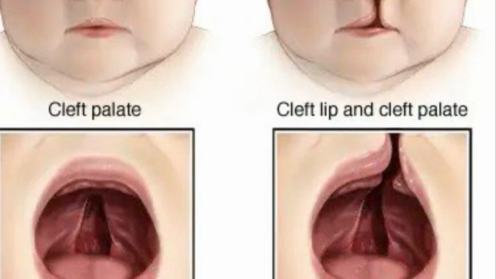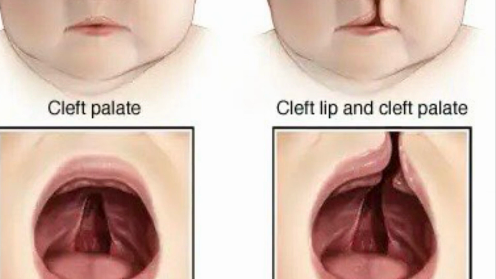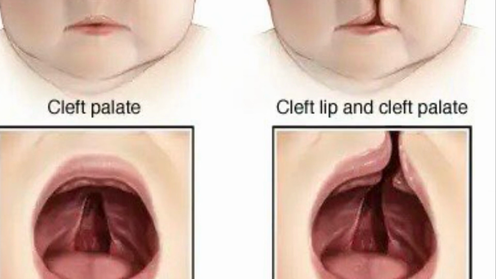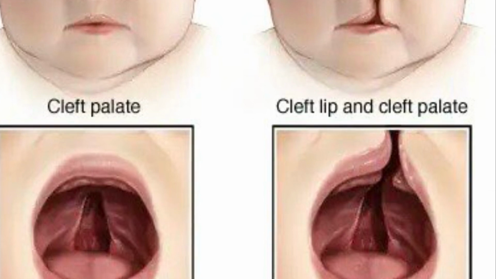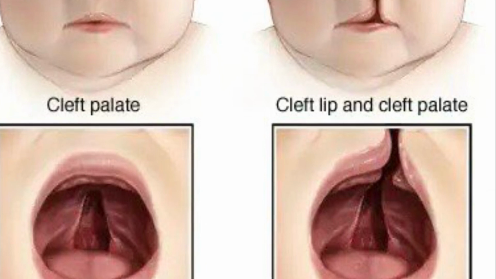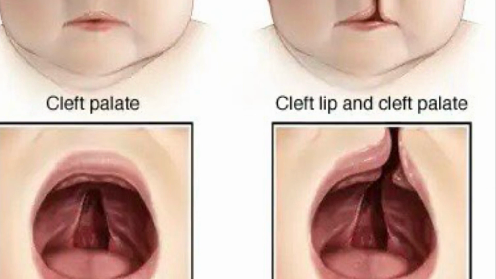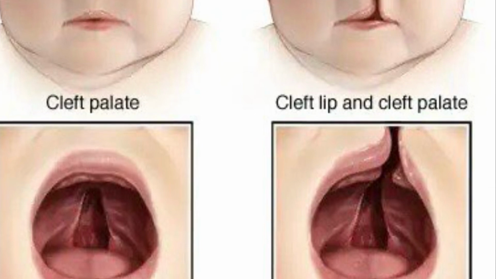Cleft lip and palate. So what is cleft lip and palate? It is splits or openings in parts of the mouth, such as the roof of the mouth and or the upper lip. It is caused when an unborn baby's facial structures do not completely close. And being that this is what it's defined as, there is also a role of genetics that comes into play.